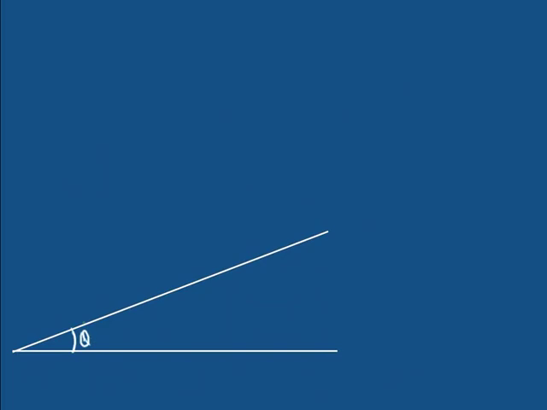If I took the line again and rotated it through an angle of beta, I'd get something that looks a little bit like this. I'd have another angle here, and this angle would be beta.